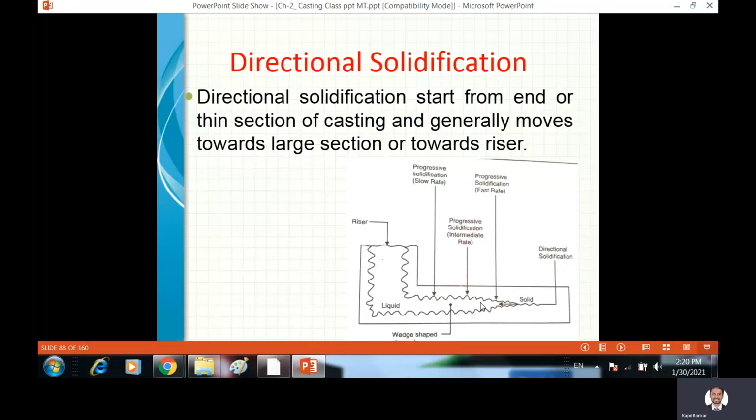So you have to control both the solidifications, progressive and directional, according to your use. It can be controlled by controlling some parameters like thermal gradients, thermal temperatures, and heat capacity. You can add chills on the required portion to promote directional solidification or progressive solidification.